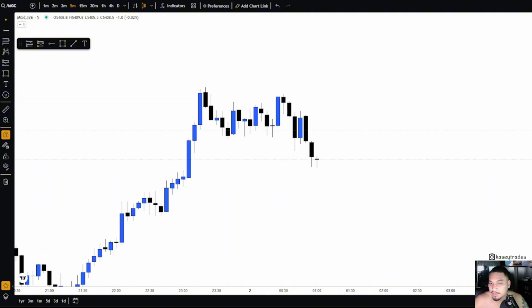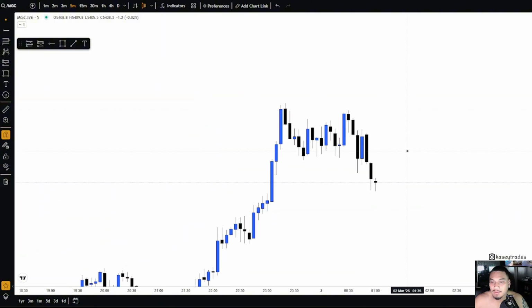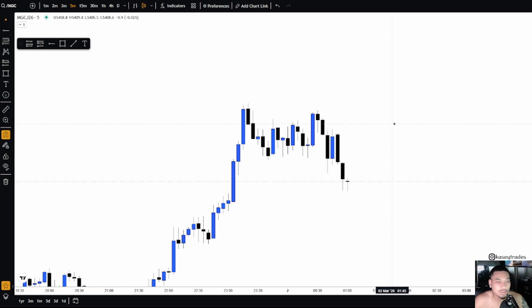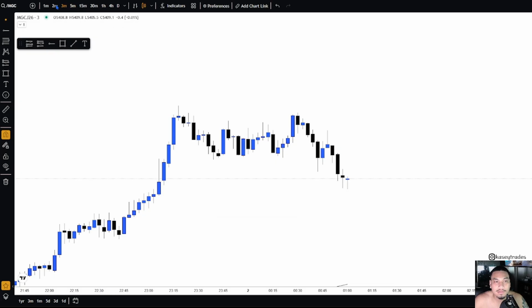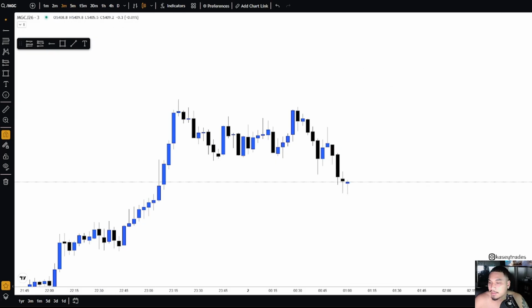Scaling down to the 5 minute, all we see right here is just choppiness. When price was doing this the whole time, I wasn't even really paying attention to it. I didn't care for it. The thing that made me care was going down to the 3 minute.